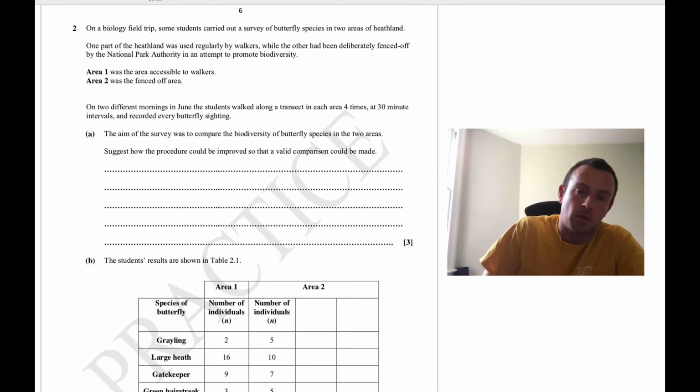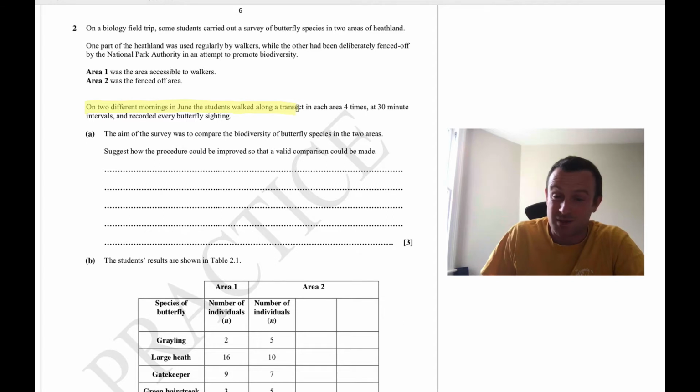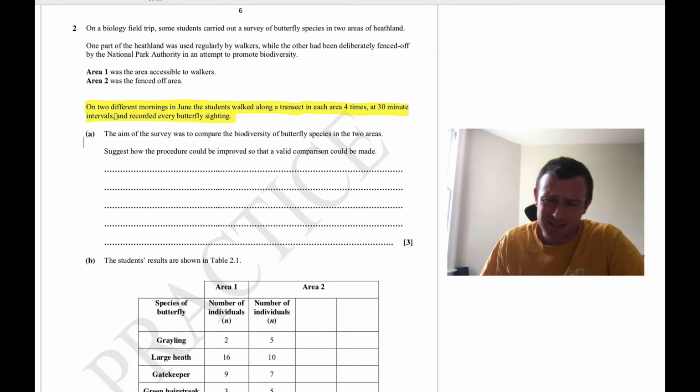Now, I think a lot of people just misinterpret this sentence. It's not a great sentence, to be honest. And I think in a real paper, because this was a practice paper, remember, they do check for understandability, if that's a word, a bit more. So this says, on 2 different mornings in June, the students walked along a transect in each area 4 times at 30-minute intervals and recorded every butterfly sighting.